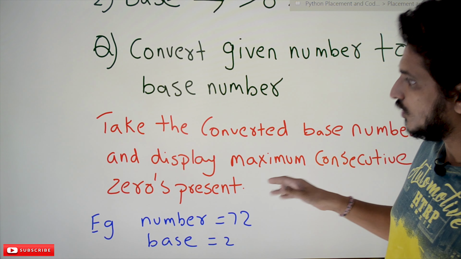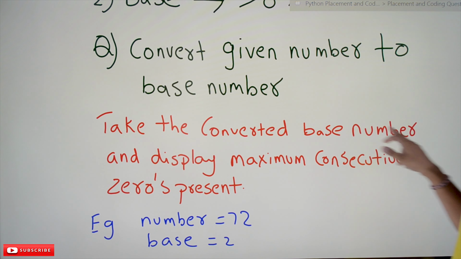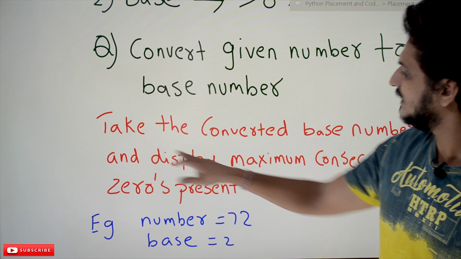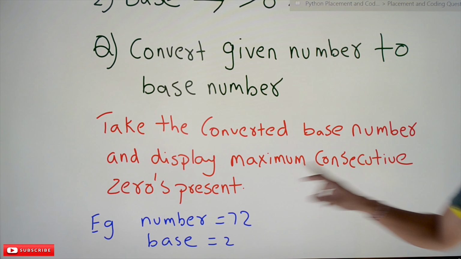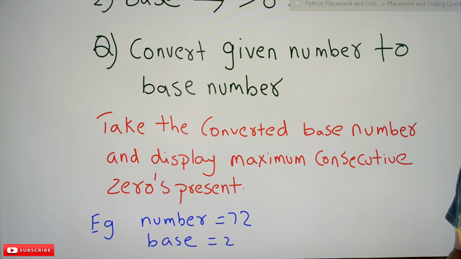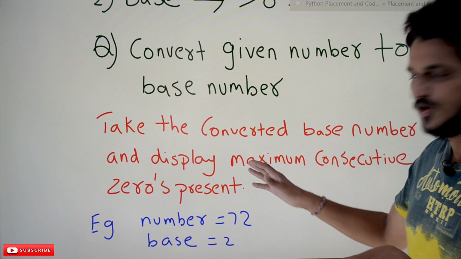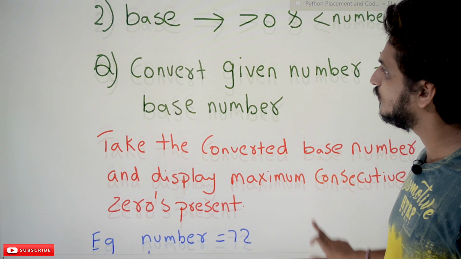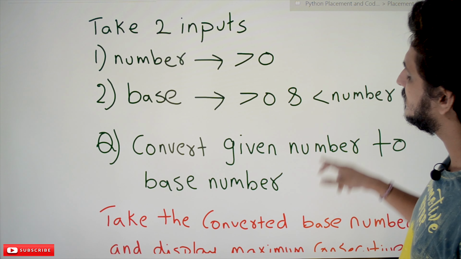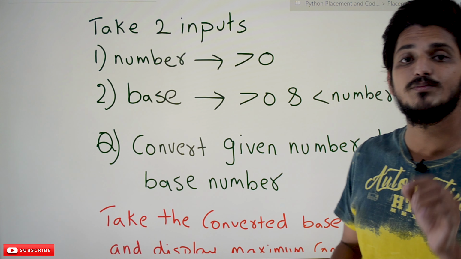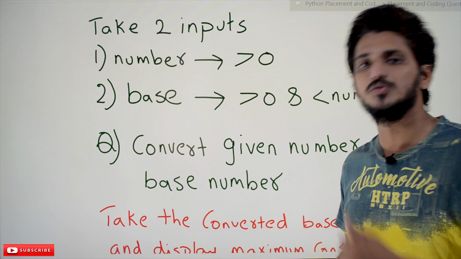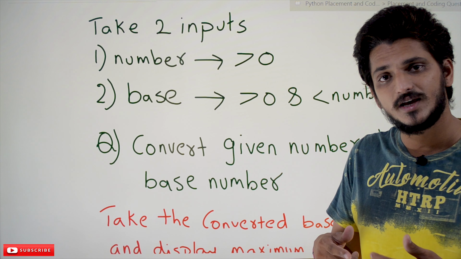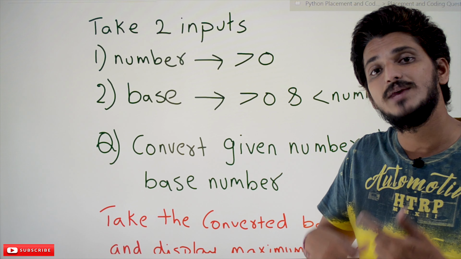Then we take the converted base number, whatever conversion we have done, and display the maximum consecutive zeros present. If you don't understand this, we will check with an example. But one thing we have to understand: we already discussed the logic of how to convert a given decimal number to base 2. The same logic we will apply to convert into any base.